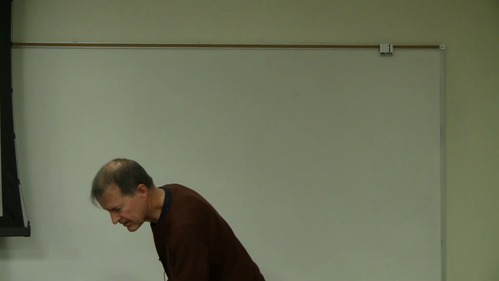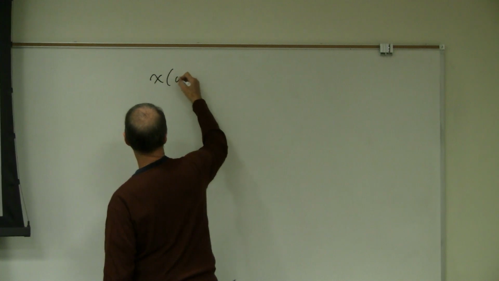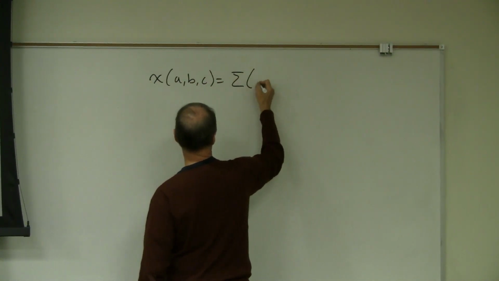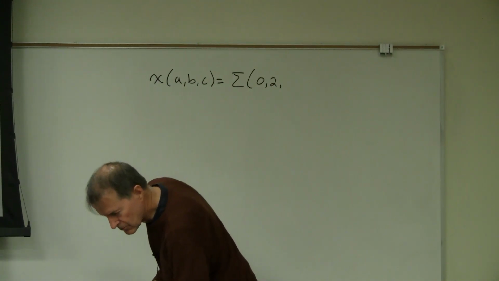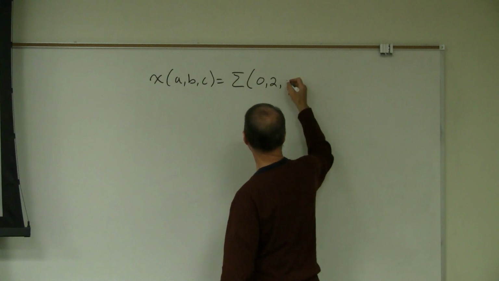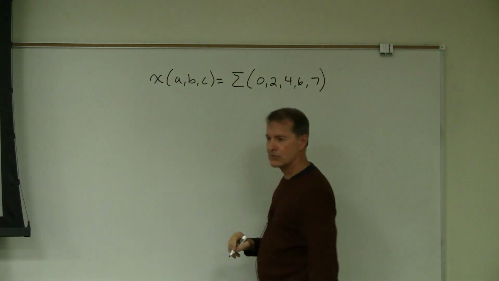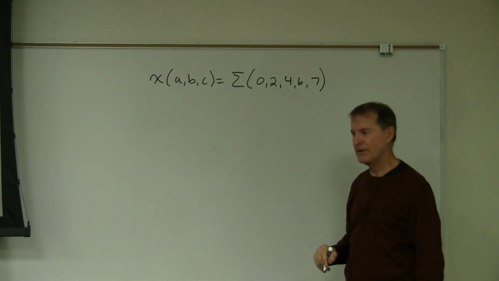Check this one out. Let's do X of ABC equals sigma of 0, 2, 4, 6, 7. Try that in your notes.